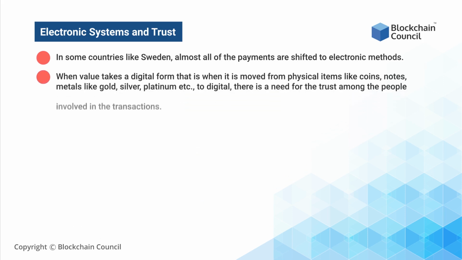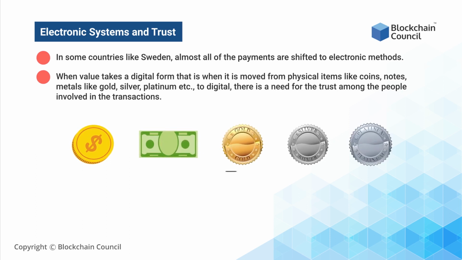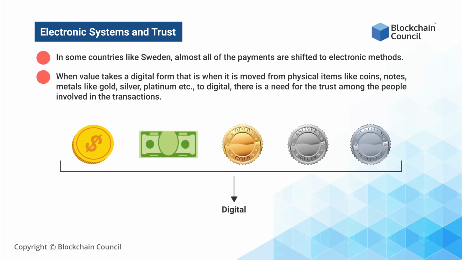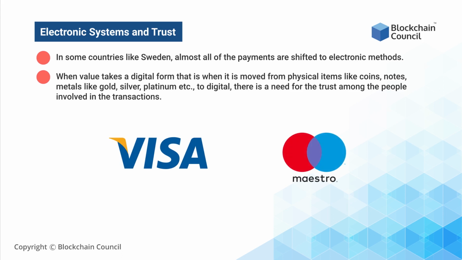When value takes a digital form, that is when it is moved from physical items like coins, notes, metals like gold, silver, platinum, etc., to digital, there is a need for the trust among the people involved in the transactions. There are multiple windows available for one to make a fraud and cheat on others. For this to be avoided, huge payment companies like Visa, Maestro, etc., around the globe are established with the idea that people storing their values digitally are able to trust and rely on them.